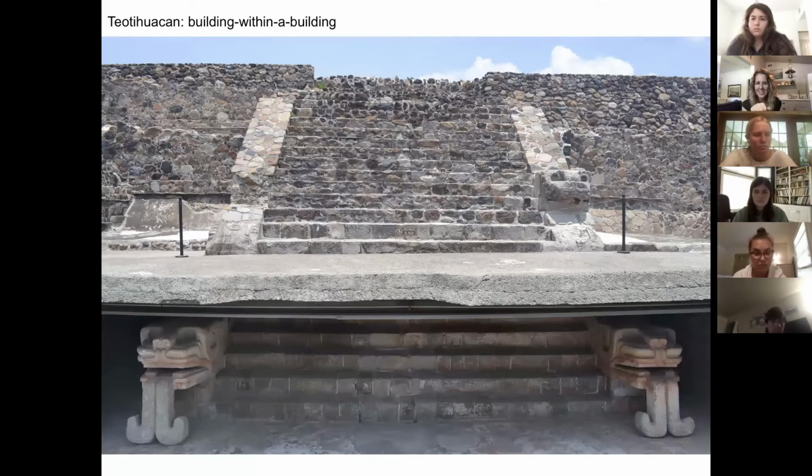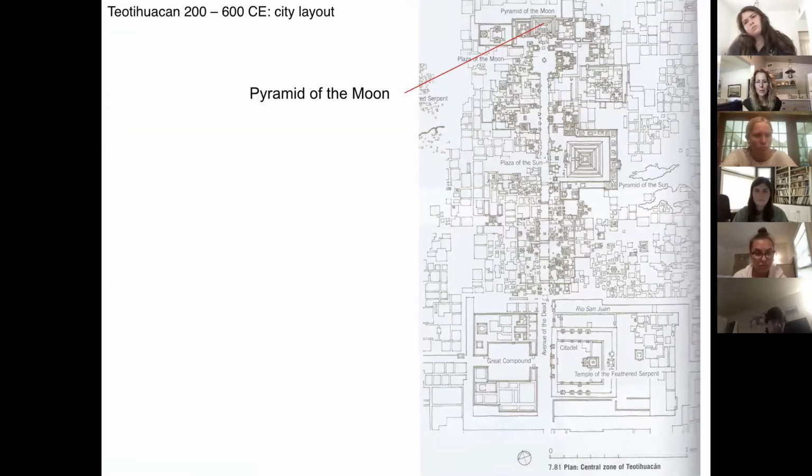Here you're seeing it again just from a frontal view to re-emphasize that duplication. Okay, now we'll move on to the Pyramid of the Moon. The Pyramid of the Moon is flanked by a series of complex rooms and palaces. We'll get into that as well.